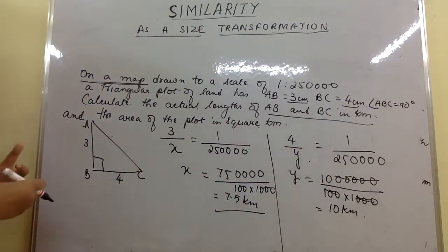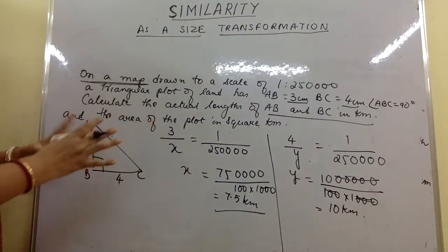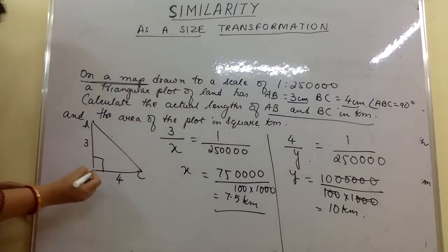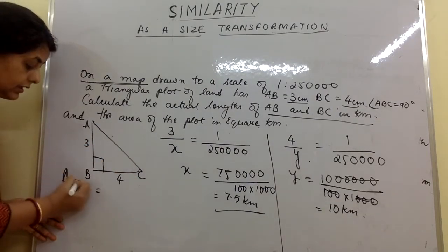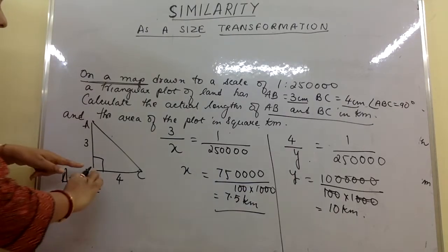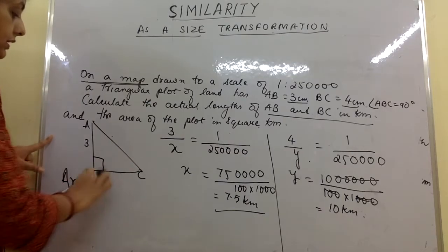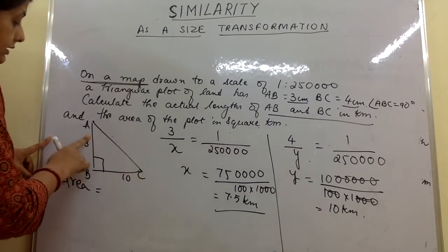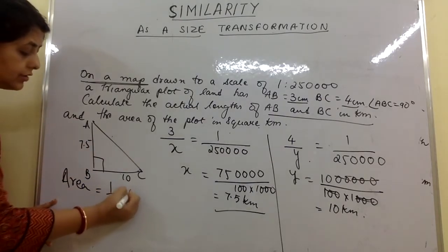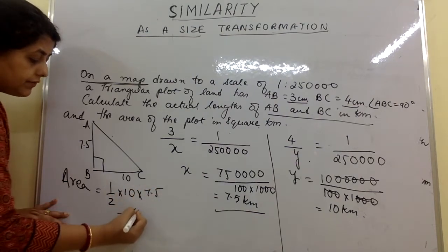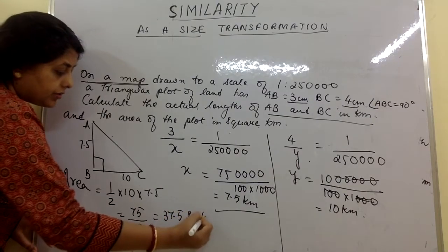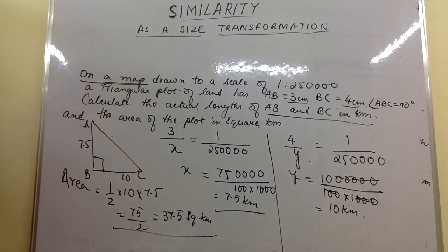Now that is not the end of the story. Area of the actual plot in square kilometers we need to find. So what will we do? Area of the plot, okay, how much is the area of the plot now? BC is 10, right? And this is 7.5. So we'll go by the triangle formula, half into base into height, which is 75 by 2, which is 37.5 square kilometers. Okay, so that is my answer.